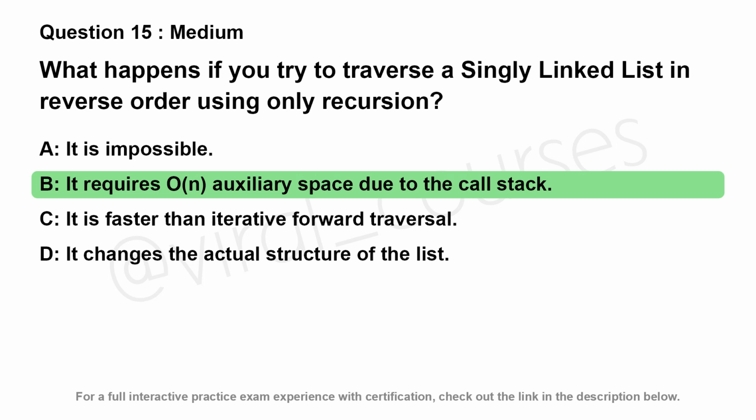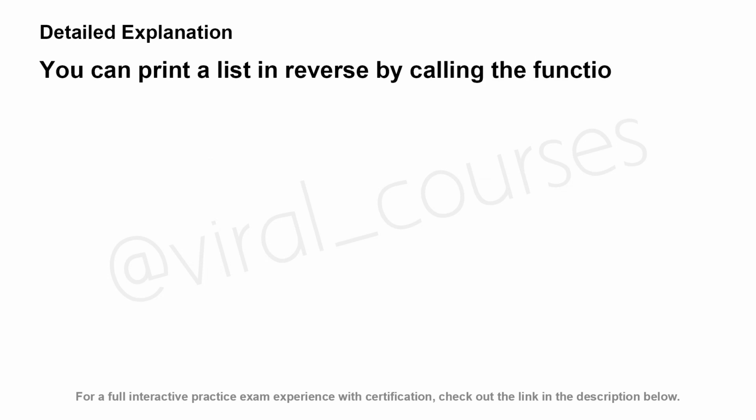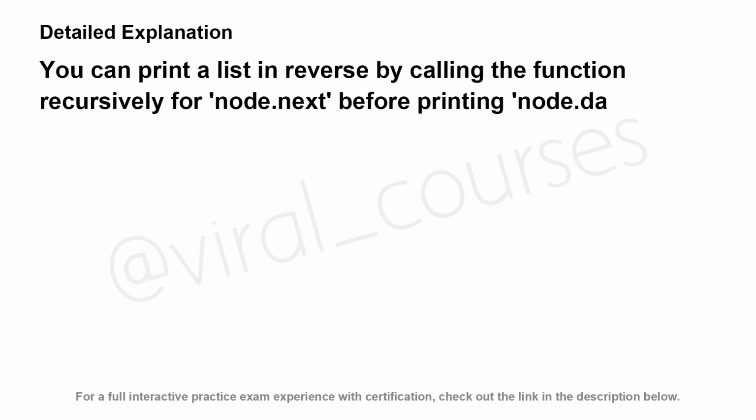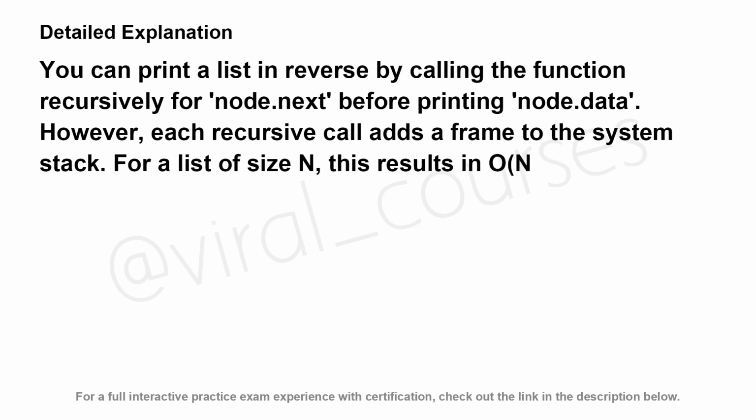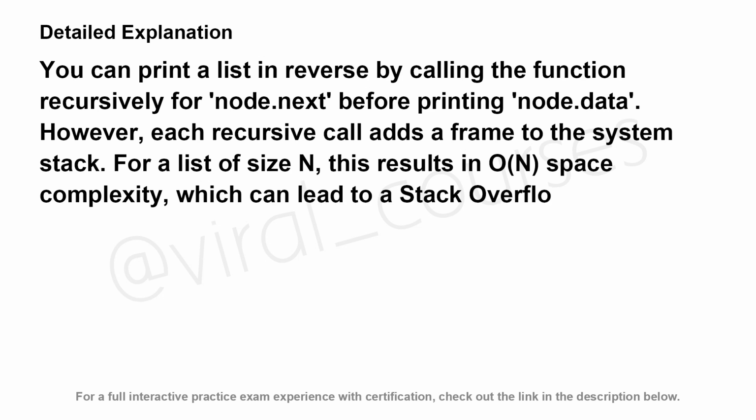The correct answer is B. You can print a list in reverse by calling the function recursively for node next before printing node data. However, each recursive call adds a frame to the system stack. For a list of size n, this results in O(n) space complexity, which can lead to a stack overflow for very large lists.